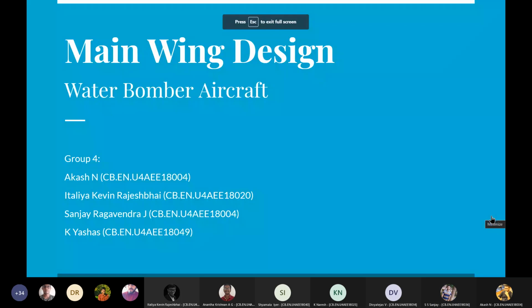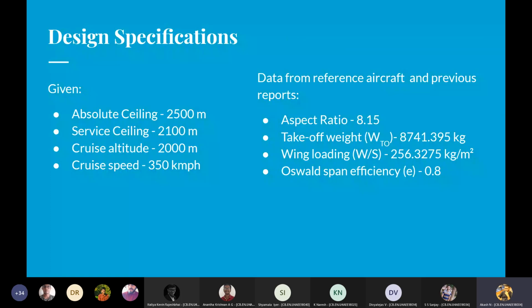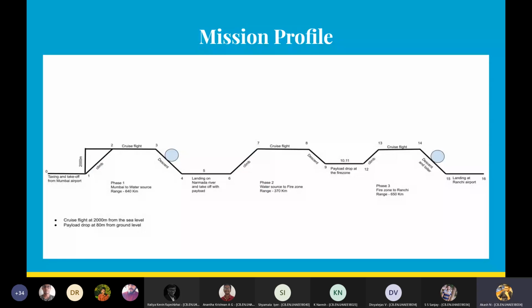Good morning, everybody. On behalf of Group 4, I'll be presenting the main wing design for our aircraft, the water bomber. So these are the design specifications, and the left side ones are the ones given to us by sir, and the right side ones are collected from various reference aircraft and our previous reports. And this is our mission profile.